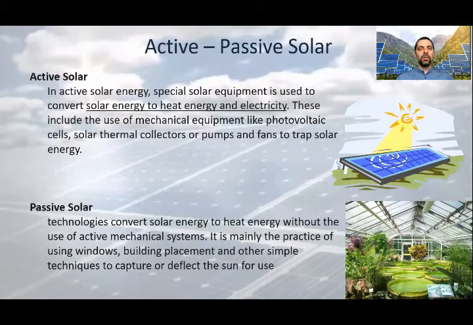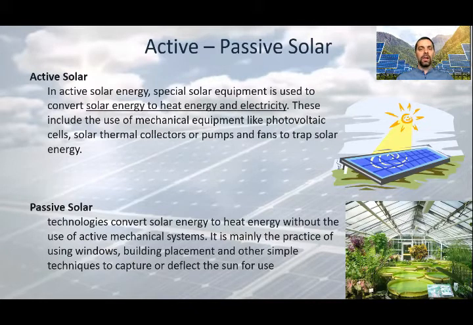On this slide, you can see the 2 ways solar energy can be utilized in architecture. One way is actively using it. In this case, special solar equipment is used to convert solar energy to heat energy and electricity. These include mechanical equipment like photovoltaic cells, solar thermal collectors, or pumps and fans to trap the solar energy. The other way is passive solar technology.